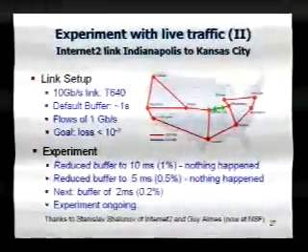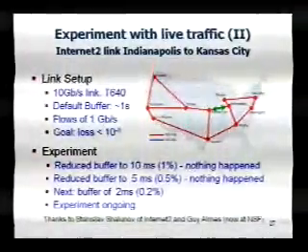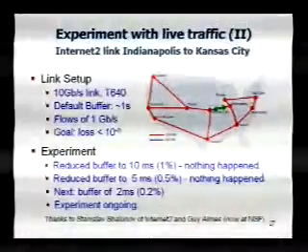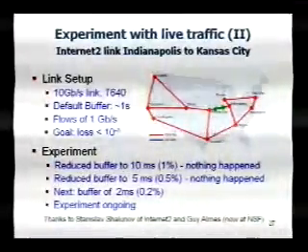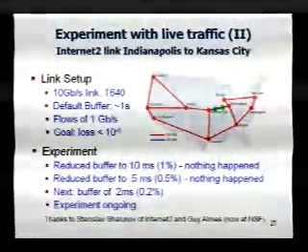We also tried this on the Internet 2 research network. So we took the link from Indianapolis to Kansas. This is a 10 gigabit per second link served by two Juniper T640s on each end. The default buffer of the Juniper is about 1 second. And on this link, we have occasional test flows of 1 gigabit per second.